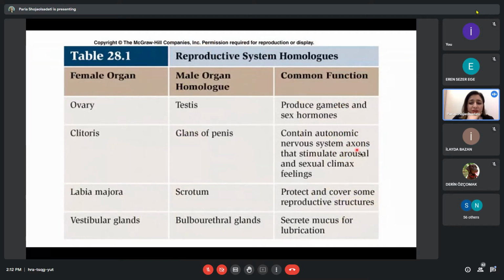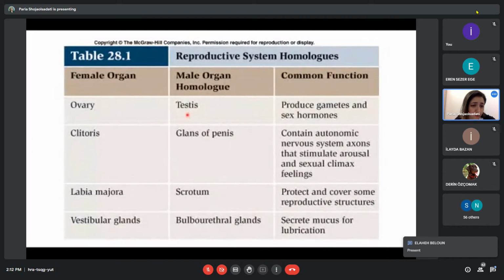You can see the major homologous structures between the two genders. For example, the ovary and testis are homologous between the two genders, and both of them produce gametes and sex hormones.